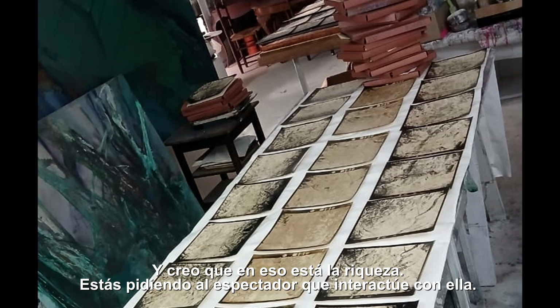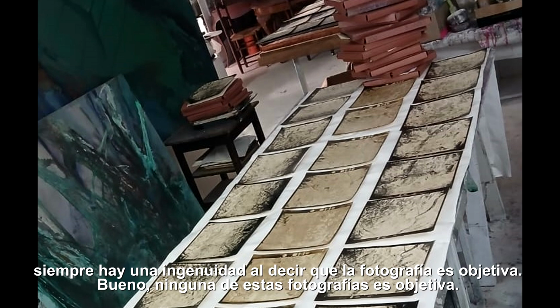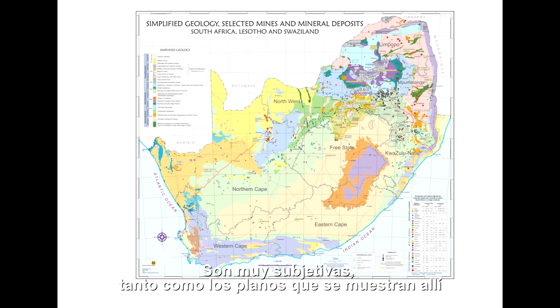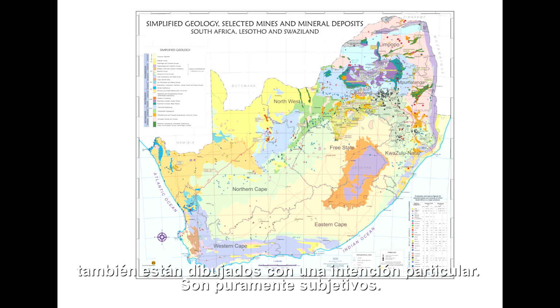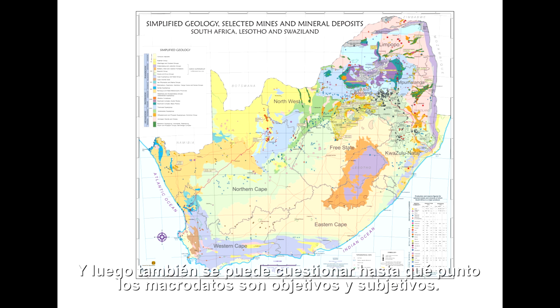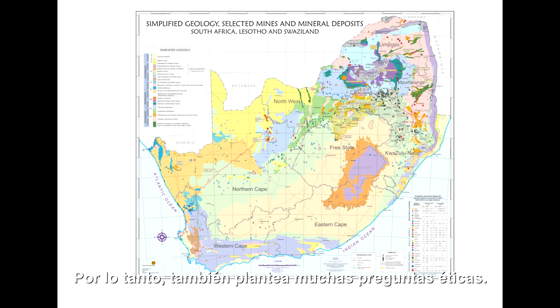Yeah, you're asking the viewer to engage with it. And there's always a naivety to participation, say, that photography is objective. Well, none of these photographs are objective. They're highly subjective, as much as your plans that you showed there, they're also drawn with a particular intent. They're purely subjective. And I think that subjectivity is ultimately the layer. And you can then also question to what extent big data is objective and subjective. So it's asking a lot of ethical questions as well.